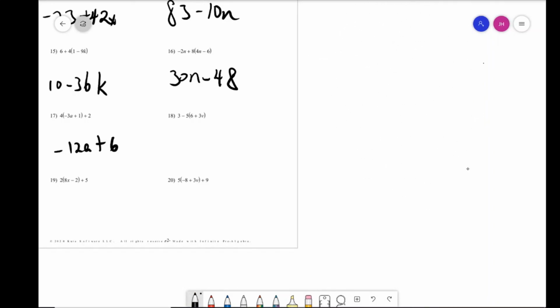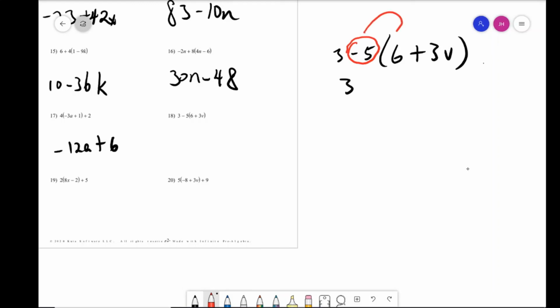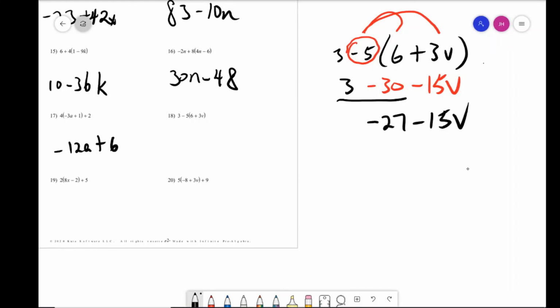Okay, 18, that is 3 minus 5 parentheses 6 plus 3v. Again, I'm taking that as if you're looking at negative 5 times 6. This will become minus 30, and then you multiply the second distribution of negative 5 and positive 3v, and altogether you have a minus 15v. Then you're combining the constants. 3 minus 30 will give you a negative 27 minus 15v.